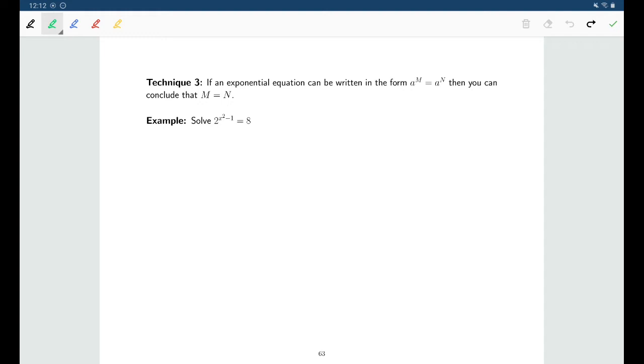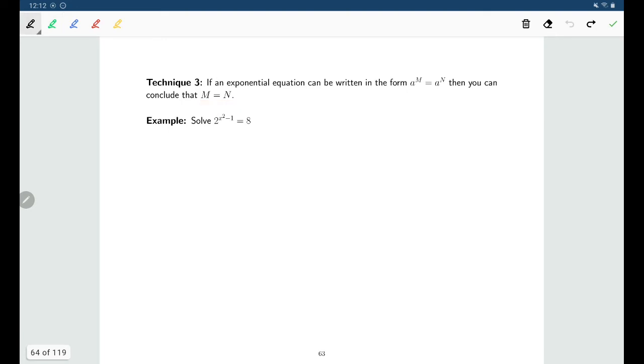And one of the techniques is this, that if we've got for ourselves some sort of exponential expression equal to another, and that they have the same base. So if a to the power of m and a to the power of n are equal to each other, then the powers m and n must be equal to each other.